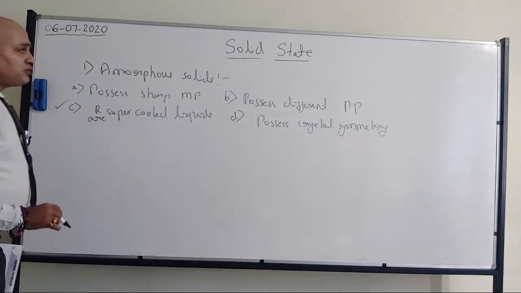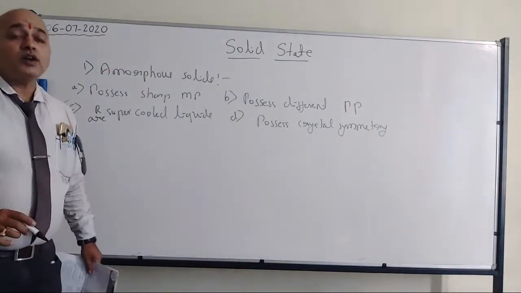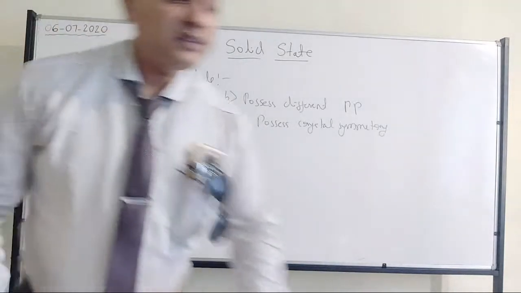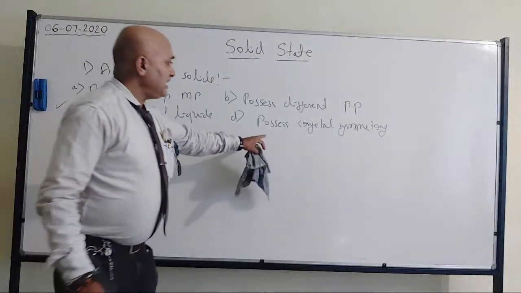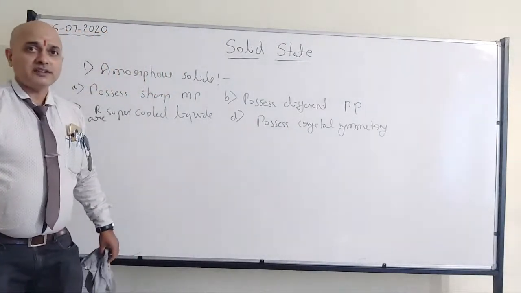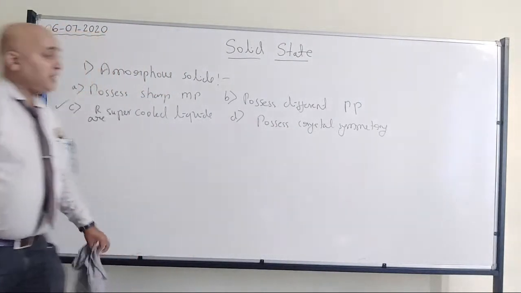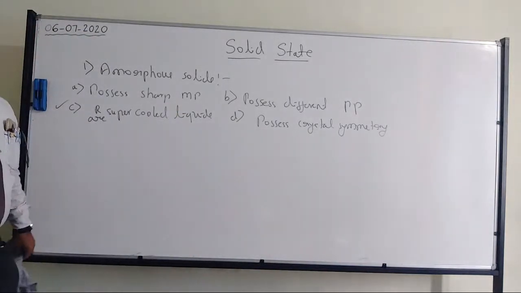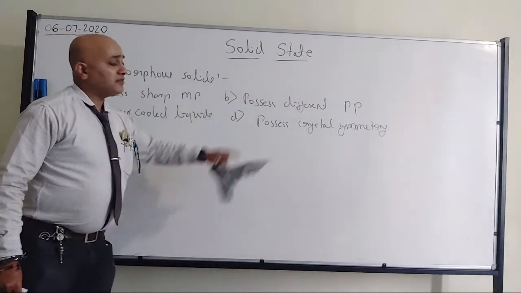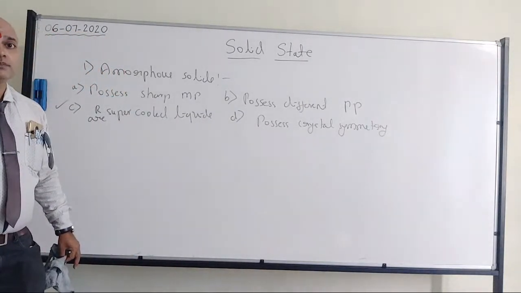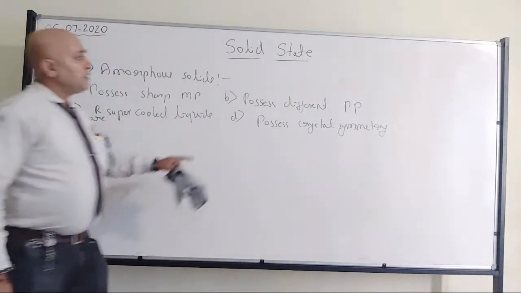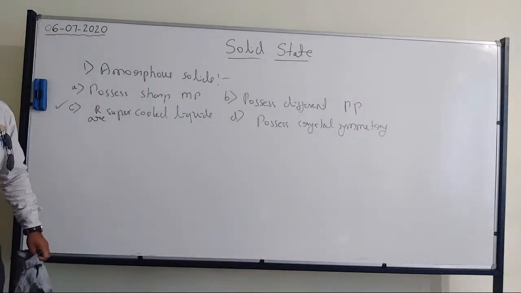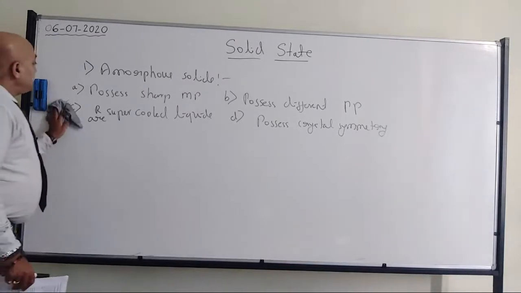Yes, amorphous solids are called supercooled liquids. Due to that liquid character, they don't have the proper crystal structure, so they don't have sharp physical properties, and they don't have a sharp melting point.